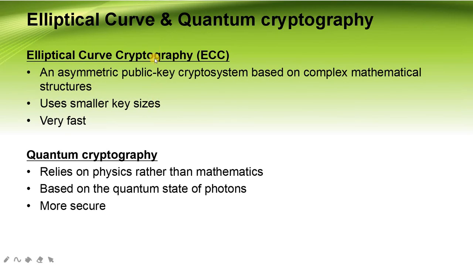Elliptical curves, quantum cryptography. Elliptic curve cryptography is an algorithm, an asymmetric public key cryptosystem based on complex mathematical structure. As I said before, it uses smaller key sizes and is very fast. Quantum cryptography relies on physics rather than mathematics, based on the quantum state of photons, and is more secure.